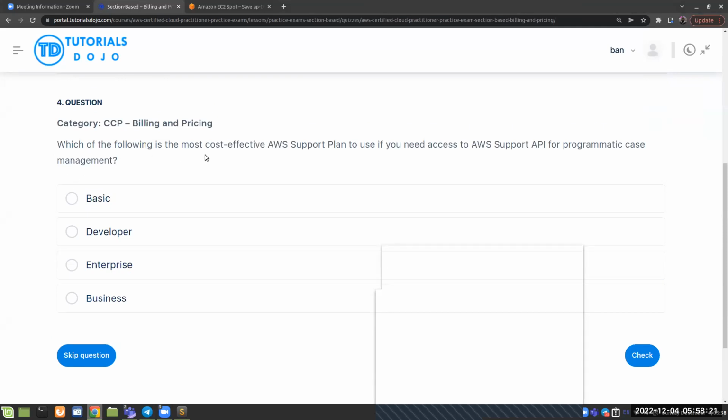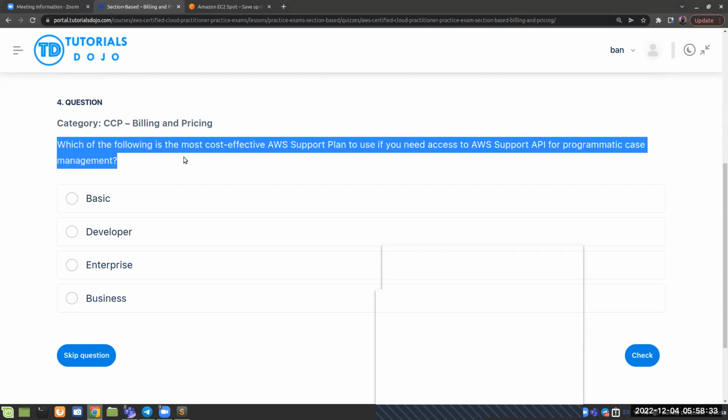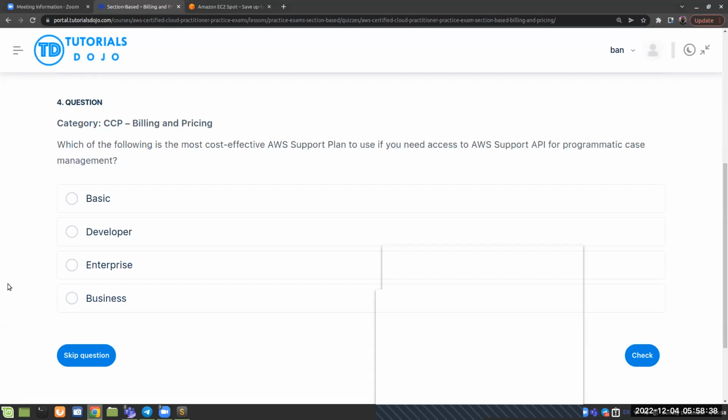Which of the following is the most cost-effective AWS support plan to use if you need access to AWS support API for programmatic case management? So the first point in that question is, what is important in that question? What is the phrase that is more important? It's the most cost-effective. Most cost-effective. Yeah. Support API for programmatic case management. Okay. Yeah, that's correct.